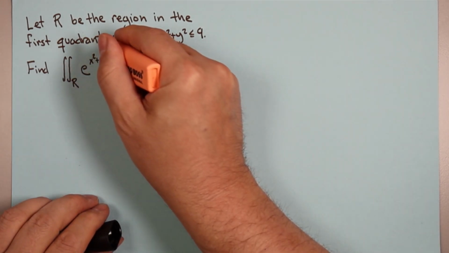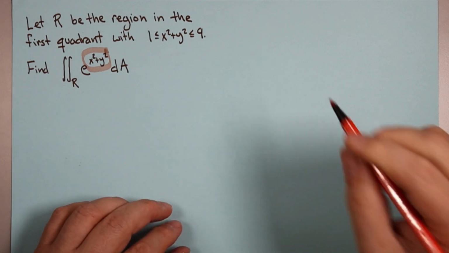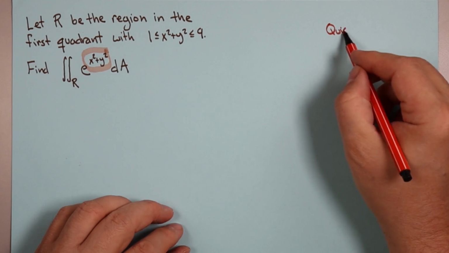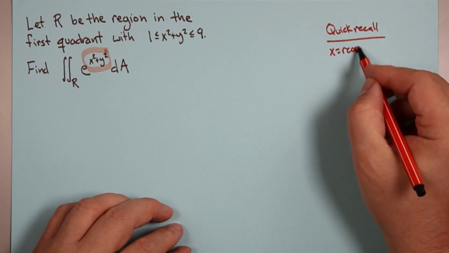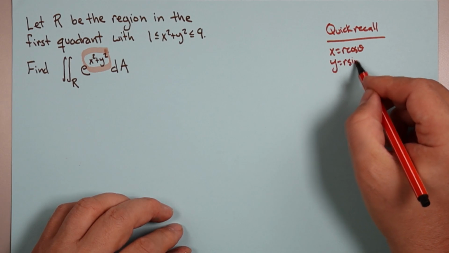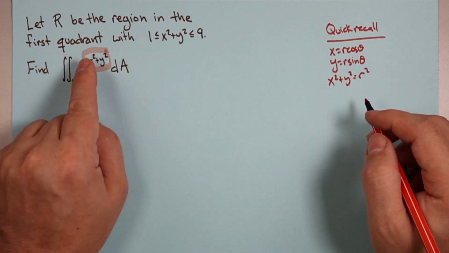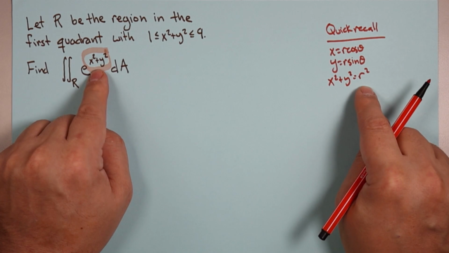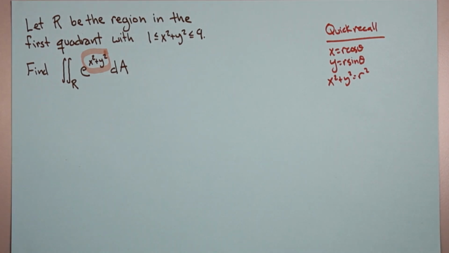First off, this x squared plus y squared, that's a clue for polar. Now you might say, well, why would x squared plus y squared be a clue for polar? Well, what do you know about polar? We should do a quick recall. If you recall polar, there are some basic facts, namely x equals r cosine theta, y equals r sine theta, and x squared plus y squared equals r squared. So this reduces down to one term. Good. All right. Well, that's helpful.